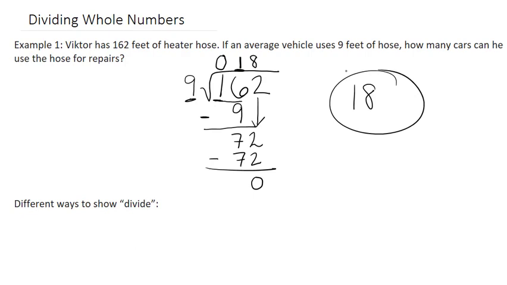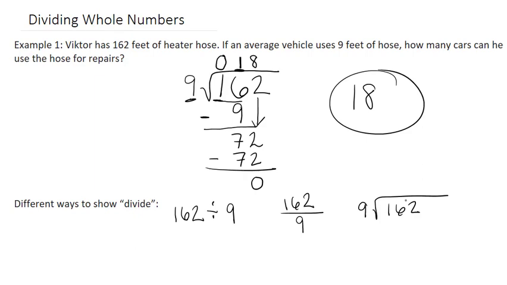Now, there are different ways to show division. So, for example, with our problem, we could have done it like this. If it was just a problem like this, to show you that to divide. Another way that's also shown is 162 divided by 9. And then, of course, the way that we did it. So all of these ways are acceptable ways to show that we need to divide. And you will come across them throughout this course.